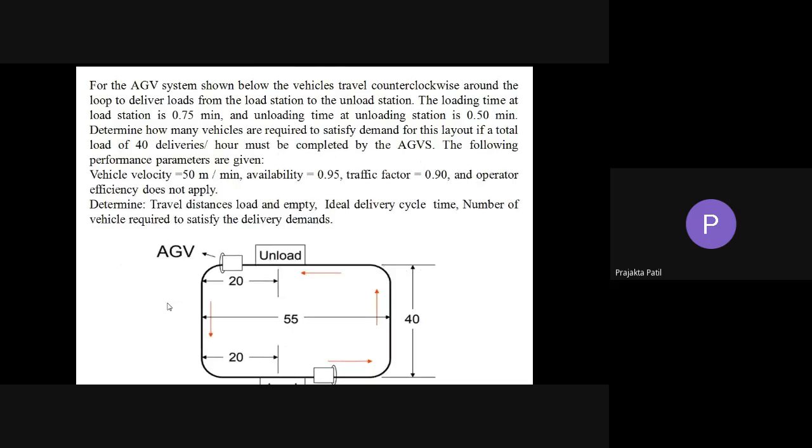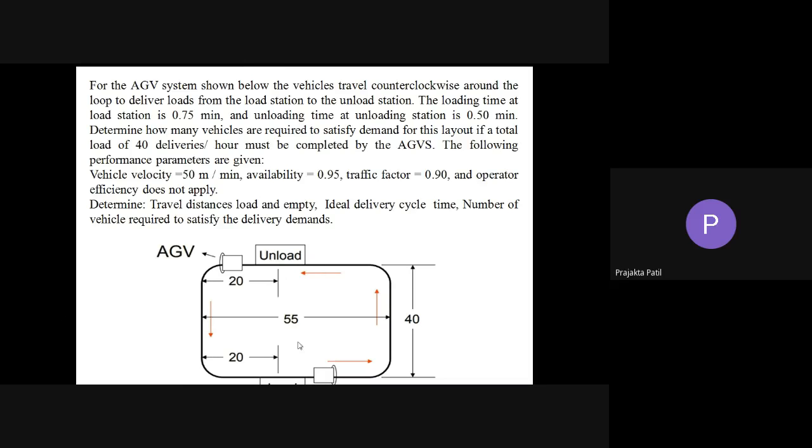The following performance parameters are given. Vehicle velocity is 50 meters per minute, that is VC is given as 50 meters per minute. Availability is given as 0.95. The traffic factor, that is TF, is given as 90%. And operator efficiency does not apply here because the vehicle is not operated by any human being, it is self operated. So determine travel distance, load and empty, ideal delivery cycle time, and number of vehicles required to satisfy the delivery demands. So this is a diagram that has been shown in the problem statement.